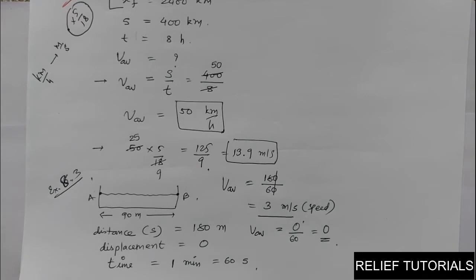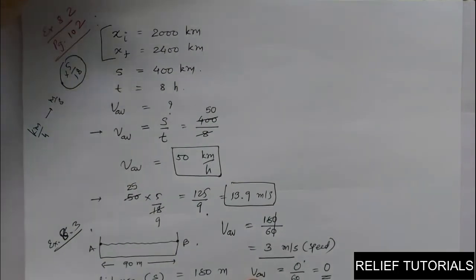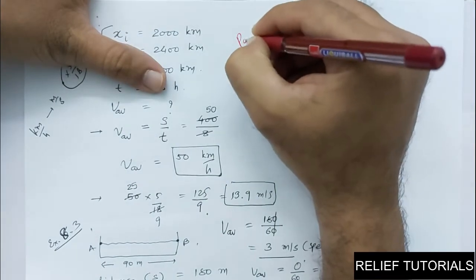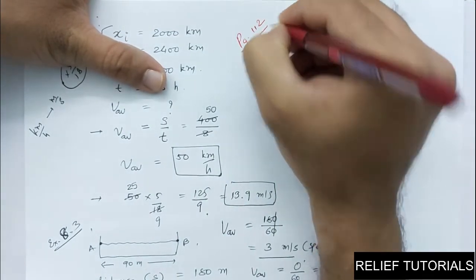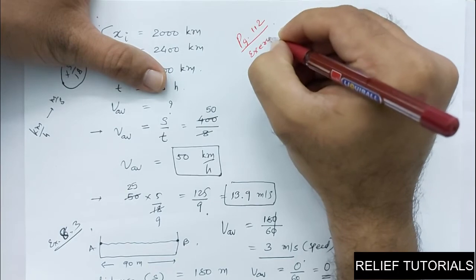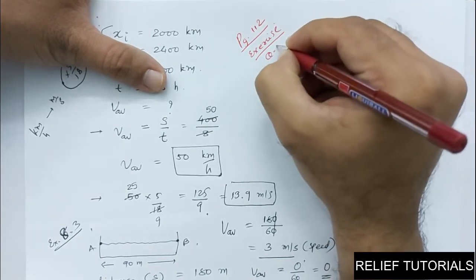Same type of examples are given in your exercise, page number 112. See, first we cover all these examples of speed and velocity, then we go for the acceleration topic. Page number 112, please take out. Question number 1, exercise, page number 112.